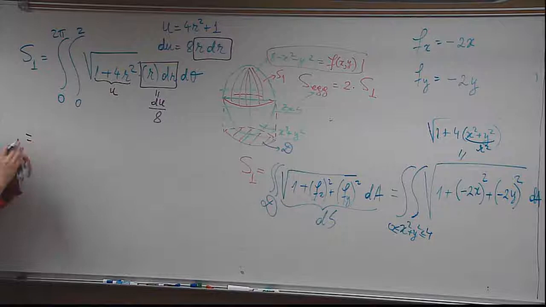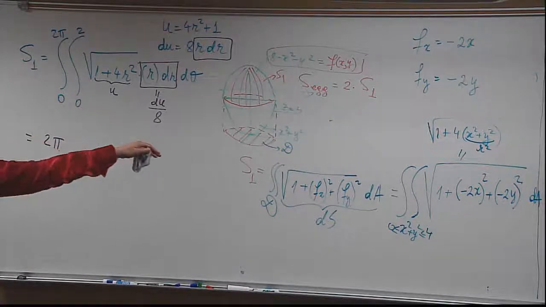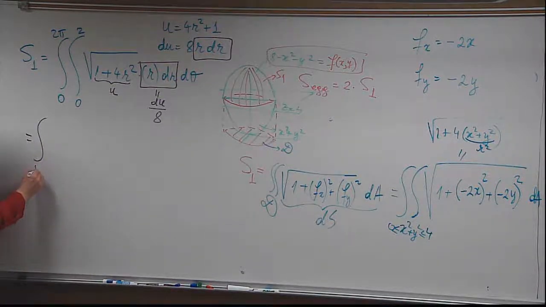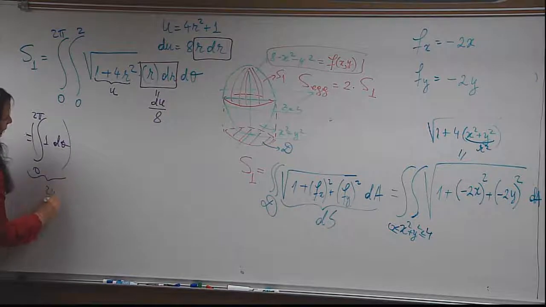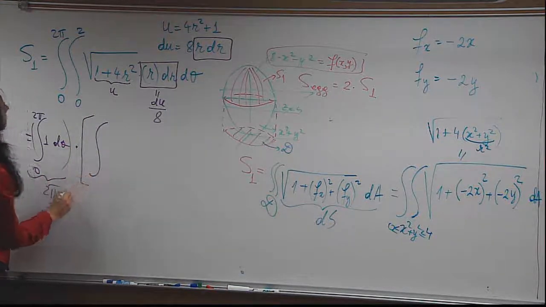Okay. So you get 2 pi, because there is no theta. So no theta means, let me write it one more time for you. Integral from 0 to 2 pi, 1 d theta, and he goes out and has fun. This is 2 pi. But then all you have left inside is the integral of u.